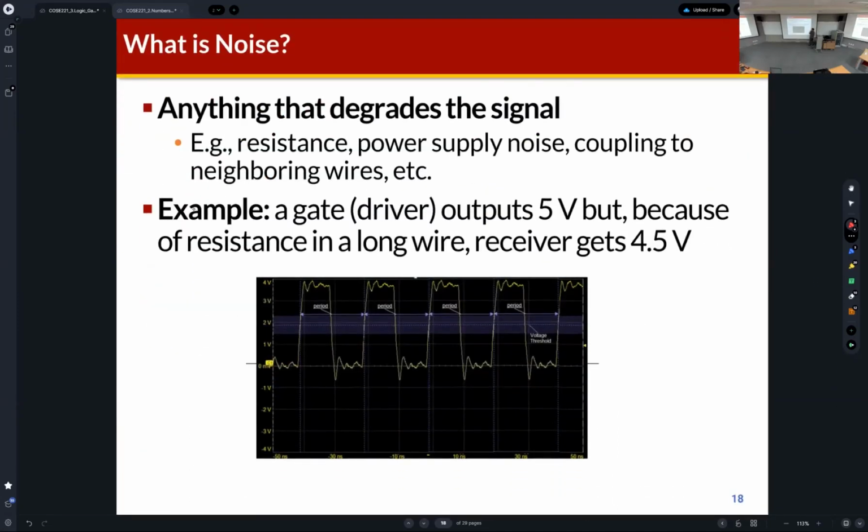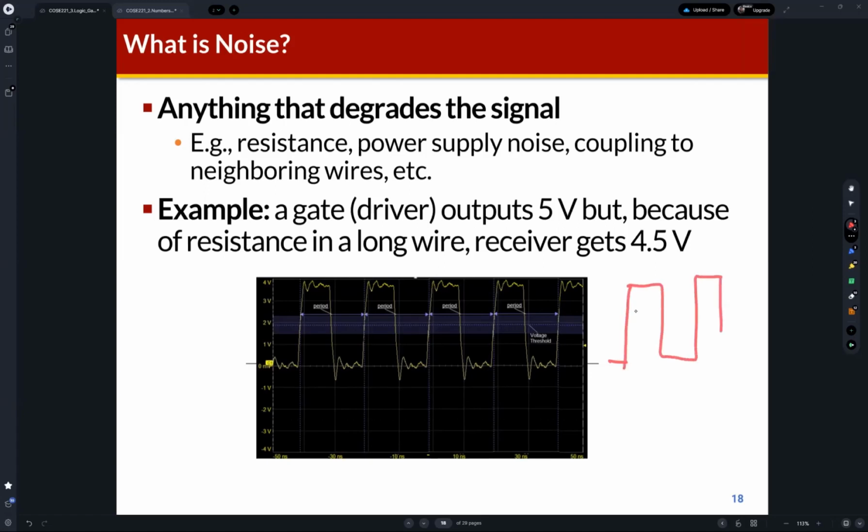So let's see the real waveform of the voltage value. As you can see in the PDF file, this is actually a rectangular waveform, ideally. But in the real world, this level fluctuates. It fluctuates like this and like this. So this is the real problem.